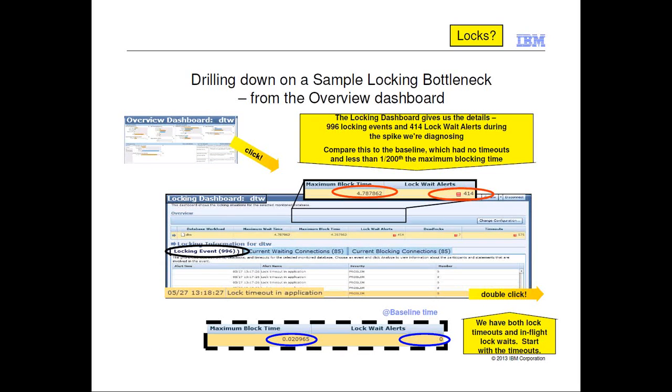The locking dashboard mentions that in the 1 hour time slice that was selected, there have been 996 locking events, a screenshot of which I have put on this particular slide. At the same time, in the baseline, we see that the maximum block time was much less compared to the current time slice. The block time was just 0.02 seconds, whereas in this time frame we see that the maximum block time was 4.78 seconds.